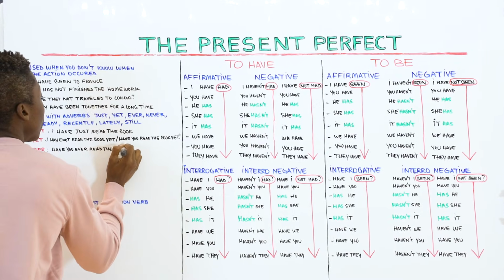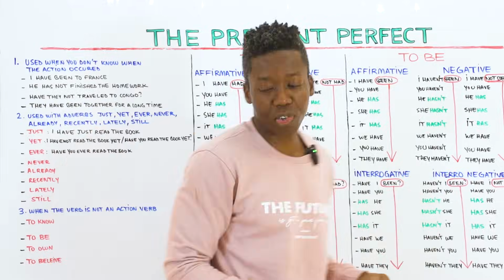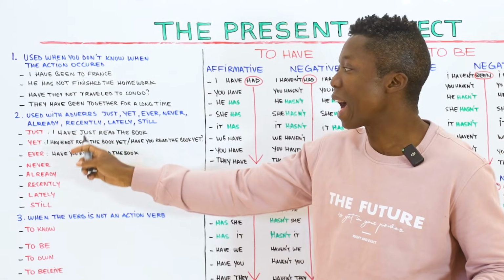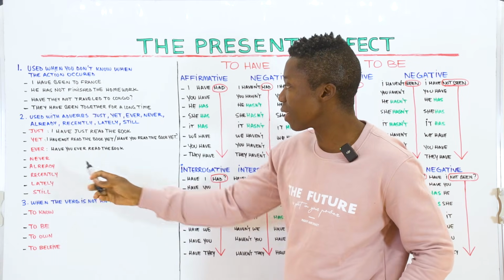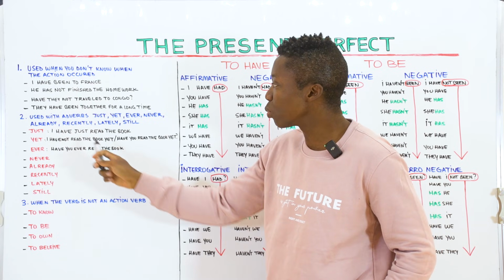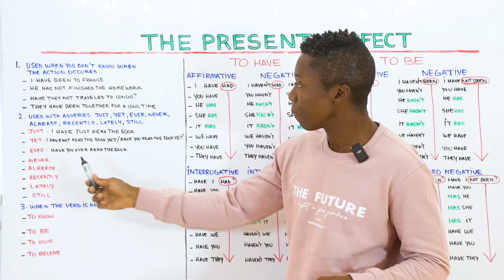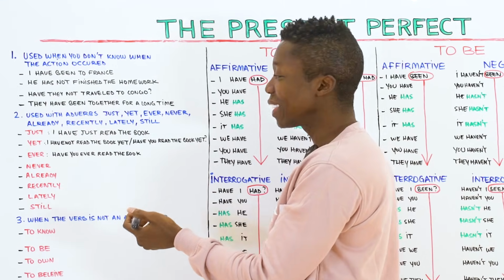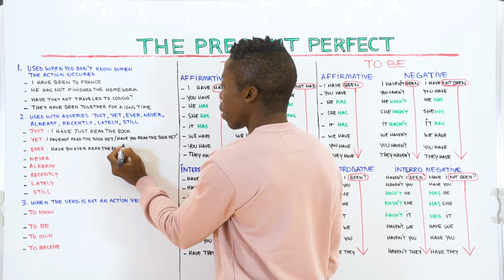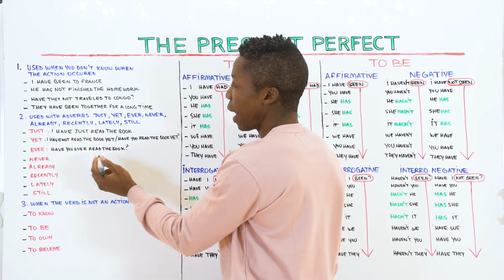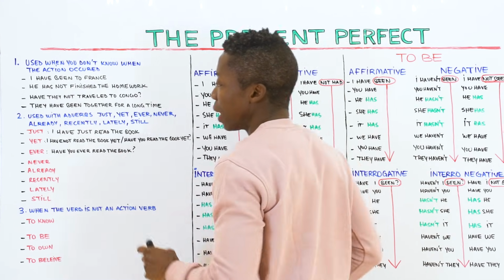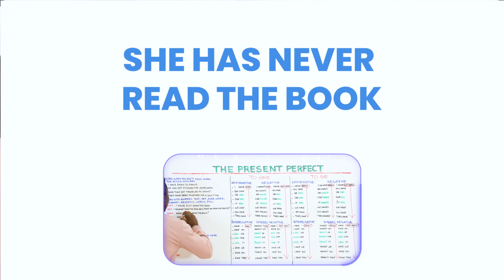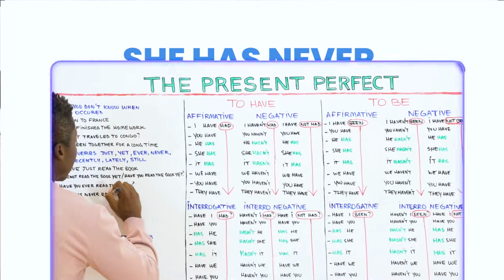Donc les pronoms, vous pouvez les changer. Je suis en train de changer les pronoms. Je peux mettre they, je peux mettre I, je peux mettre he, je peux mettre she, etc. Mais le sens de la phrase reste toujours pareil. To read a book. I'm just teaching you where to put the adverb in the sentence. Have you ever read the book? Okay, never. She has never read the book.